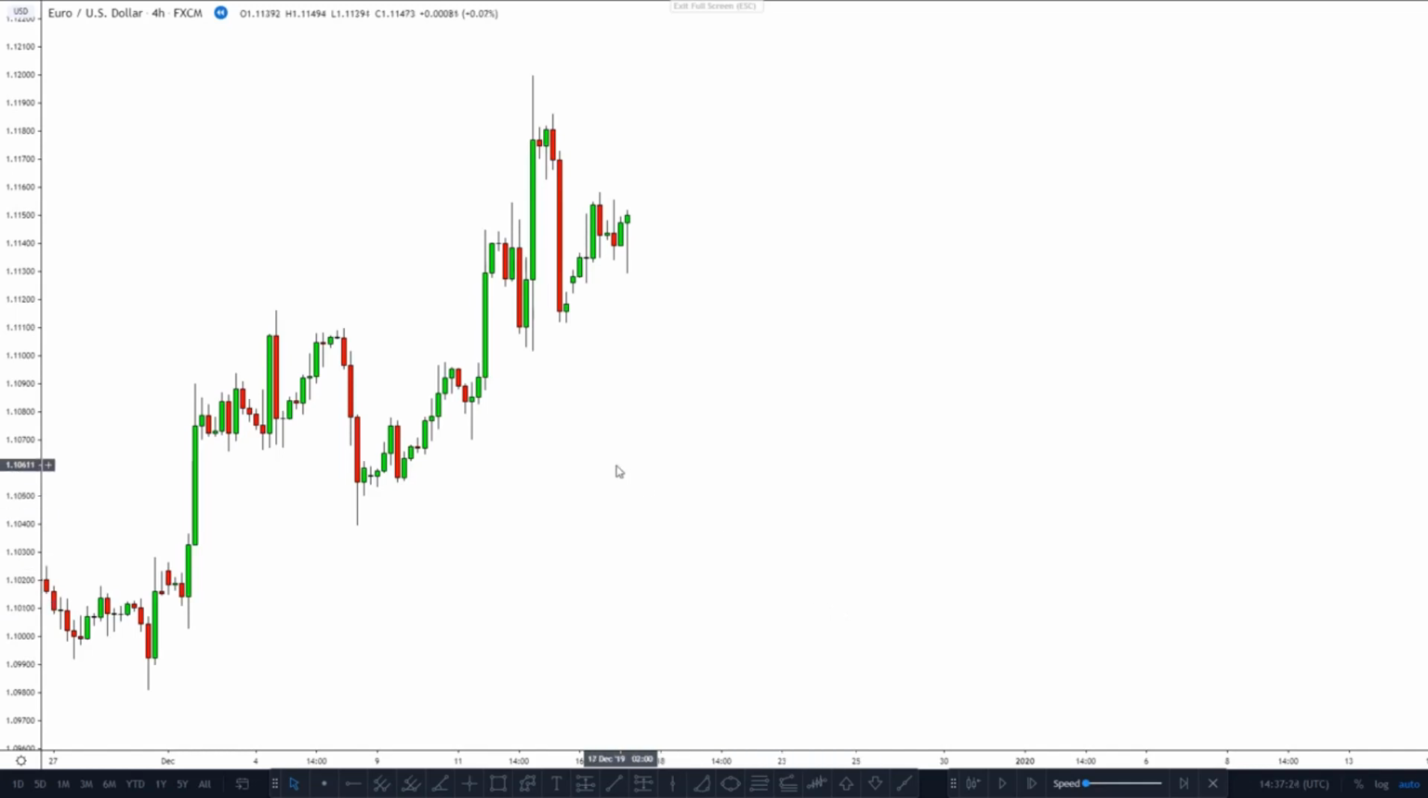In today's video, we are going to be analyzing one of the amazing properties of the Andrews Pitchfork in alignment with the contextual price action reading, which is essential in order to spot high-quality trading opportunities.